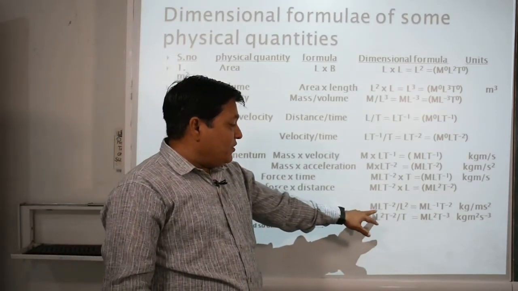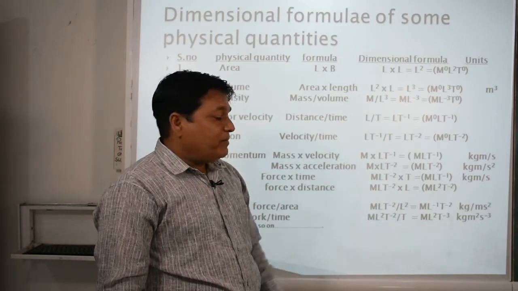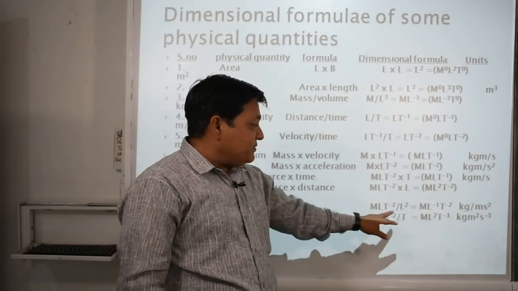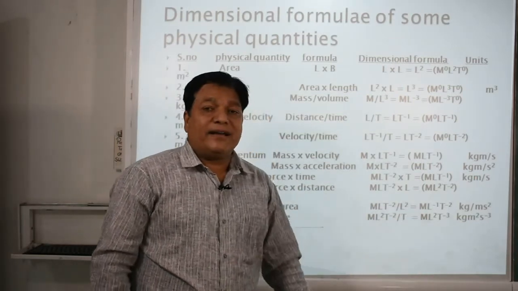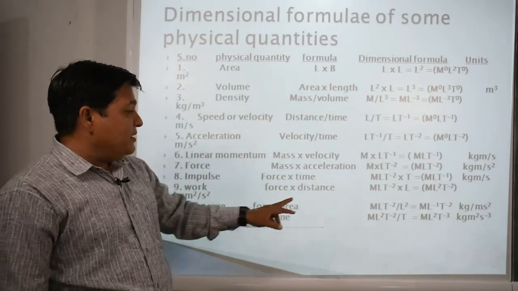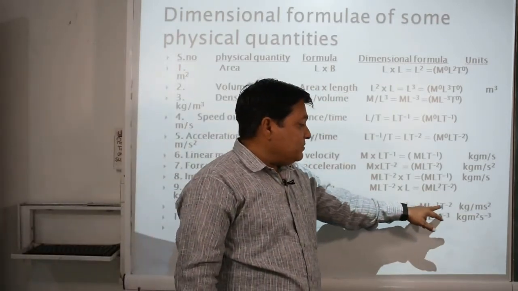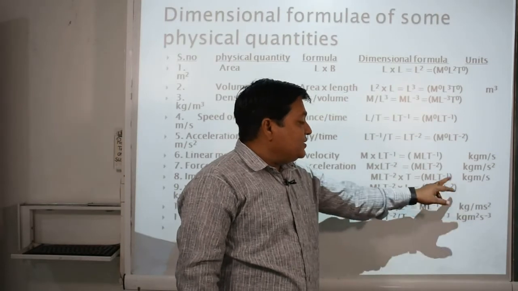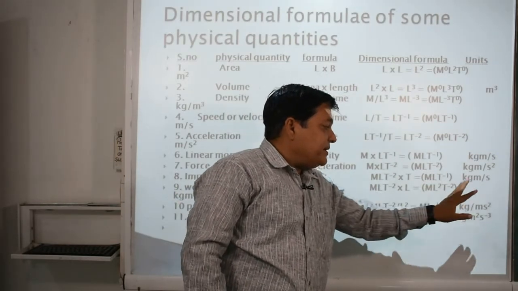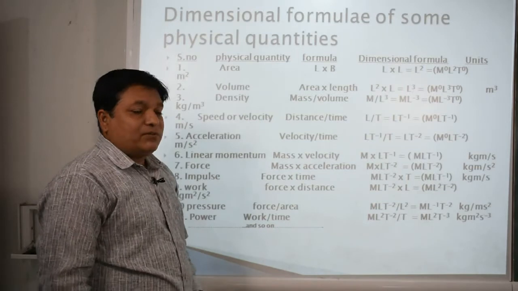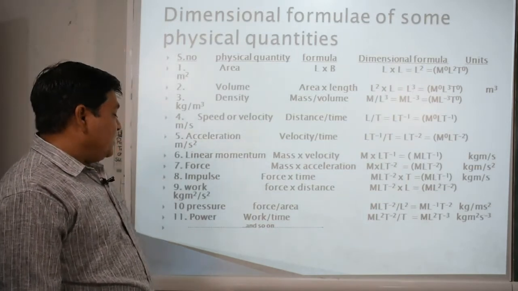Pressure is force upon area. The dimensional formula of force is M L T to the power minus 2 upon area L square. We will get the final dimensional formula of pressure as M L to the power minus 1 T to the power minus 2, and its unit will be kg per meter second square. It will be the unit of pressure.